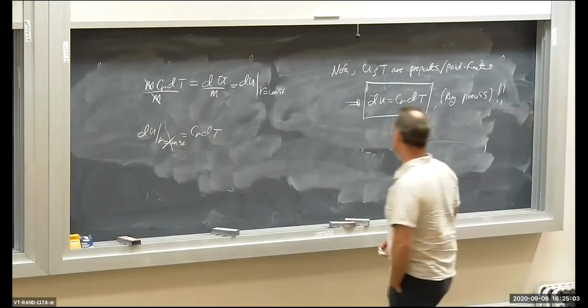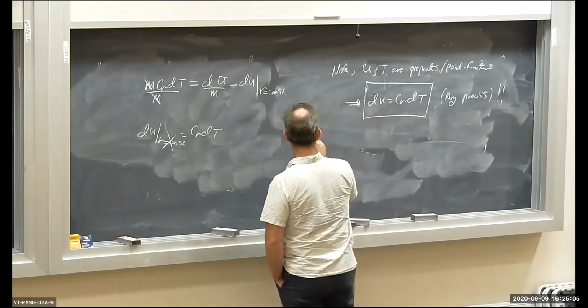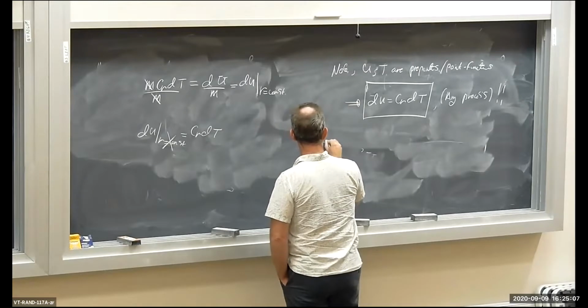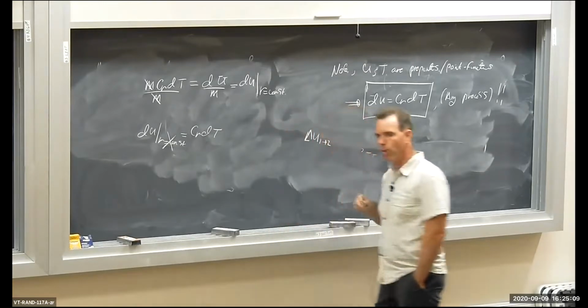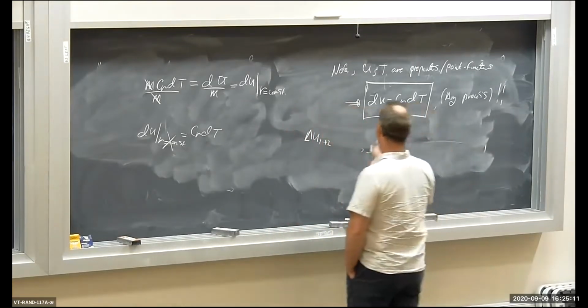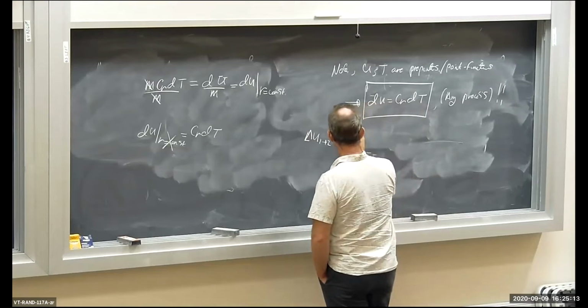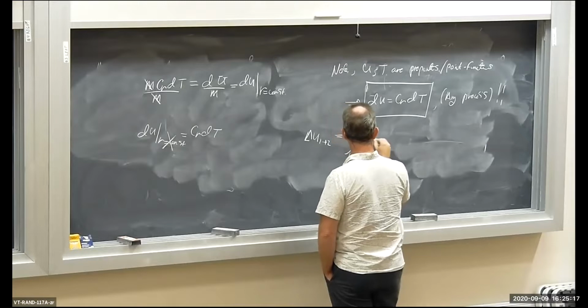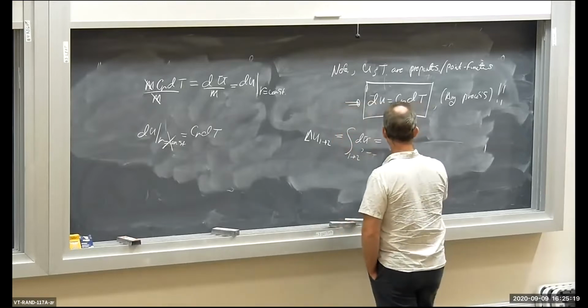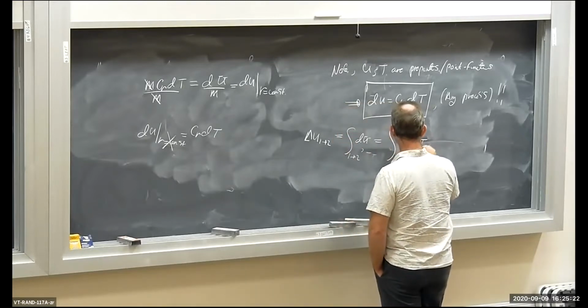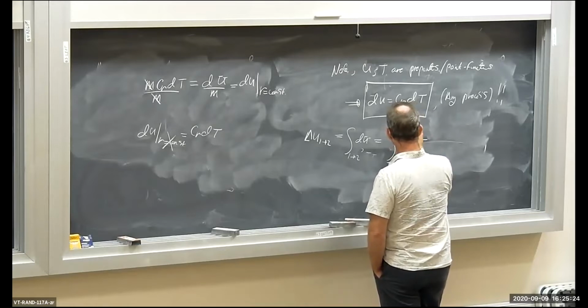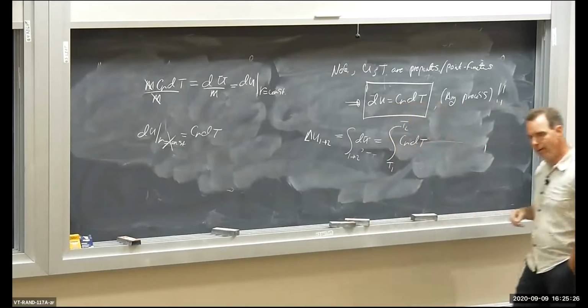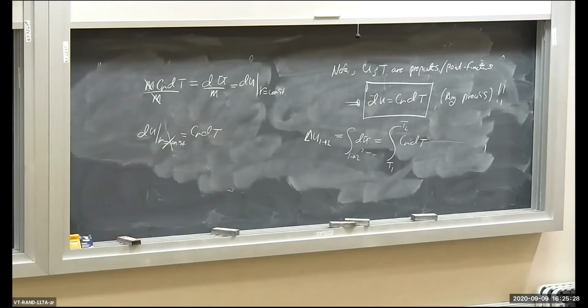So if I want to get delta U from state 1 to state 2, this is for an overall process, all I've got to do is integrate this. And so it's the integral of CV dT from T1 to T2, if I want it for an overall process.